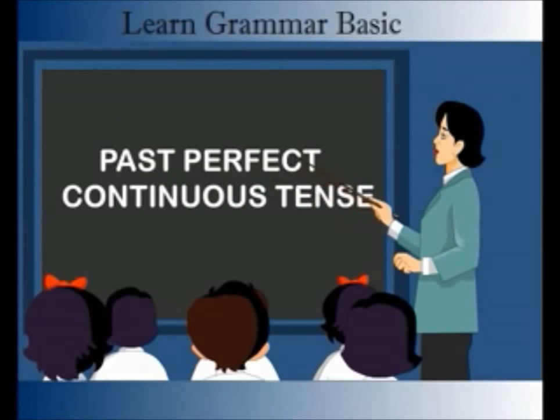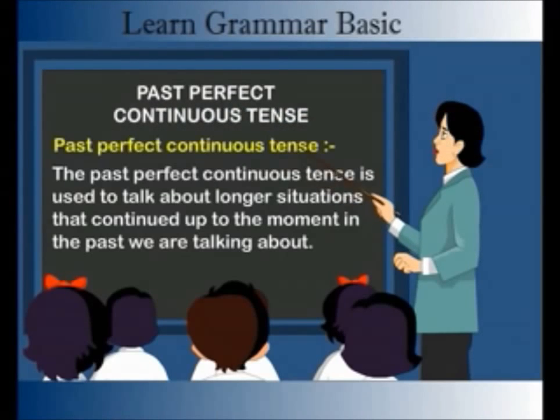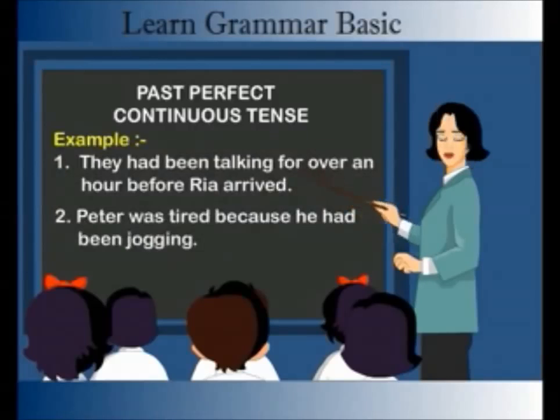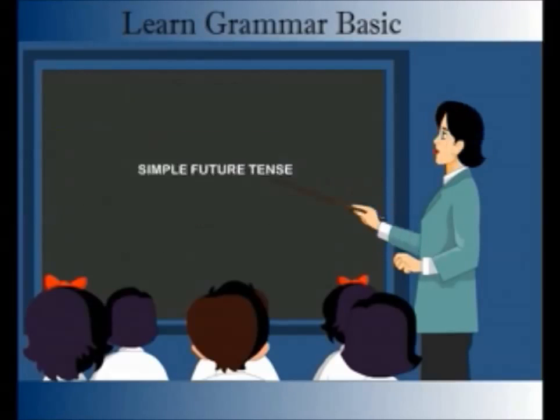Past perfect continuous tense. The past perfect continuous tense is used to talk about longer situations that continued up to the moment in the past we were talking about. Example 1. They had been talking for over an hour before Ria arrived. 2. Peter was tired because he had been jogging.